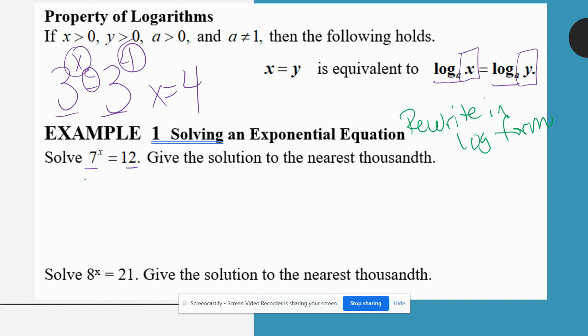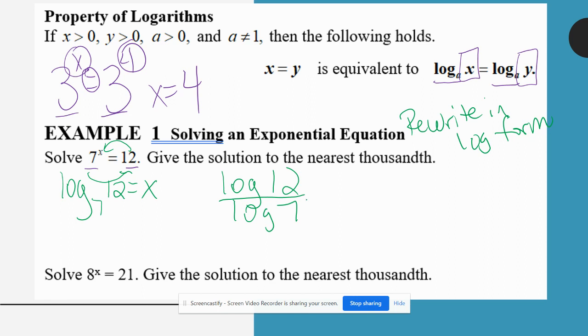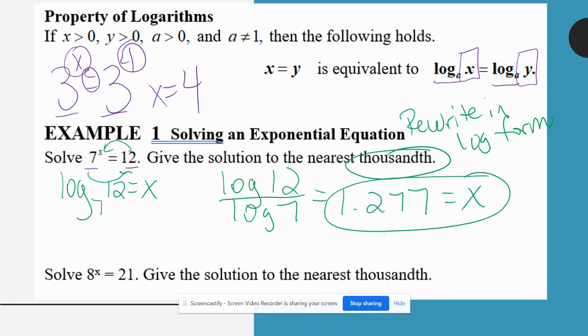So since I can't get like bases, if I rewrite this exponential in log form, we start with log. Remember, left, right, center. So log base 7 of 12 is equal to x. Well, x is alone, so I just need to figure out log base 7 of 12. Remember, we learned change of base formula in the last section, so that would be log 12 divided by log 7. Take that to the thousandth place, 1.277 is equal to x.